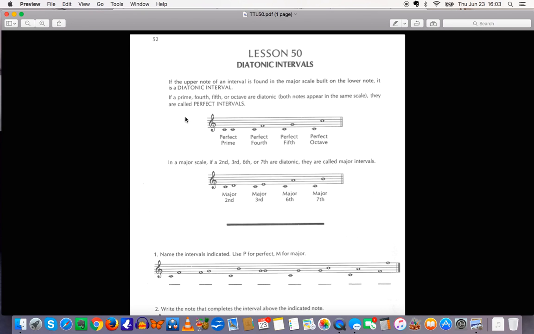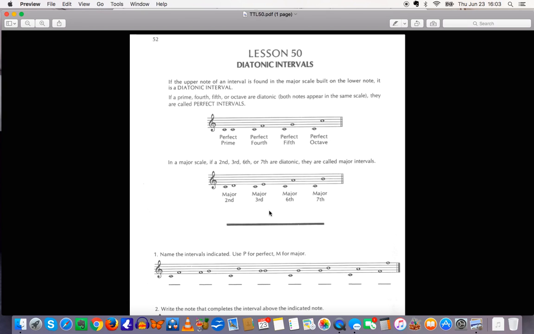So there are actually a couple different types of intervals that are found in a major scale. You have the perfect intervals like the unison or prime. That's a perfect interval. You have C to F in the key of C major. That's a perfect fourth. Perfect fifth, C to G, and C to C. That's a perfect octave. So these are the perfect intervals. All right, these are found naturally in the major scale.